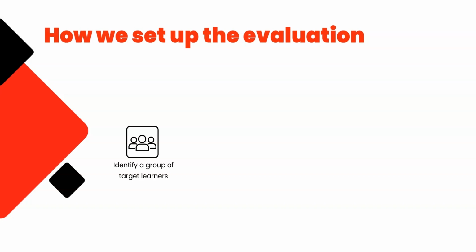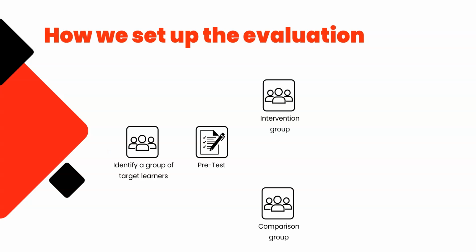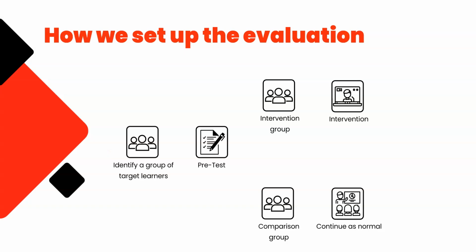The first thing we ask you to do is identify a group of target learners. You then complete the pre-assessment test with all the learners. You'll then use the What Worked Teachers platform to randomly allocate these into the intervention and comparison group. The intervention group will receive this for the duration of the trial, and the comparison will continue as normal.